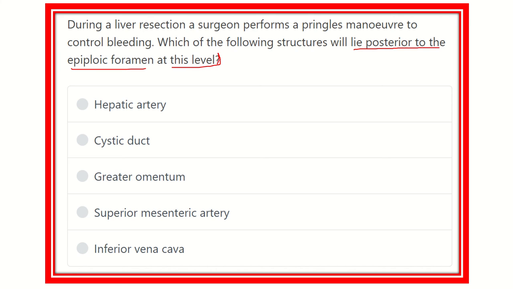So the Pringle maneuver is done by the finger to compress the blood vessels to reduce the blood flow to the liver at the point of the epiploic foramen. So for answering the question, which lies most posterior to the epiploic foramen, we have to know the details of the boundary of the epiploic foramen, and then it will be easy for us to find out the posterior boundary. So here are the options. The options are hepatic artery, cystic duct, greater omentum, superior mesenteric artery, and inferior vena cava.